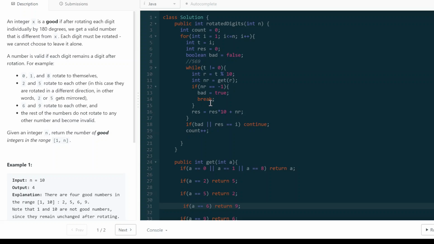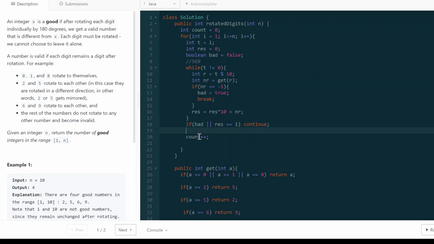But one problem is the number we are forming here is in the reverse order. So we also need to reverse the whole result here. So whatever result we get, we also need to make sure the reverse of that result is correct. So how we gonna do that? Maybe I can write a reverse method.